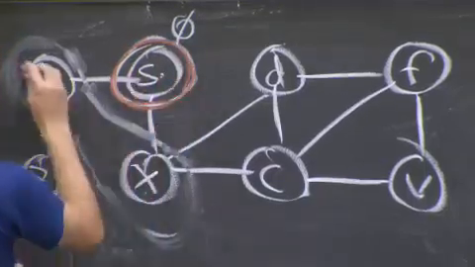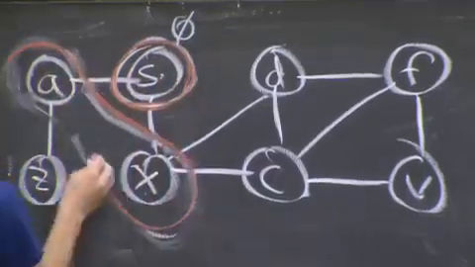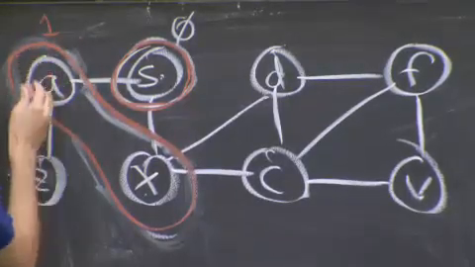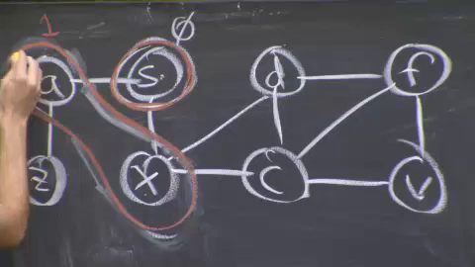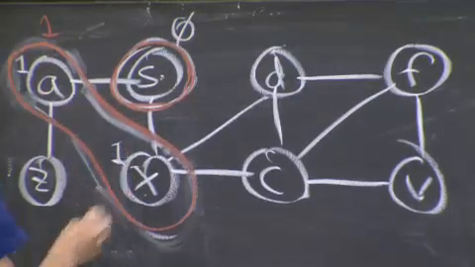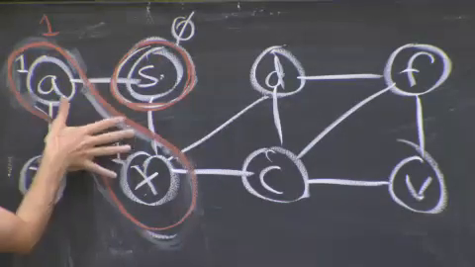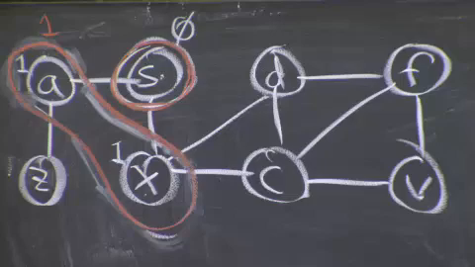Multimedia here. Okay, so here's level 1. All of these guys, we're going to set their level to 1. They can be reached in one step. That's pretty clear. So now the frontier is A and X.